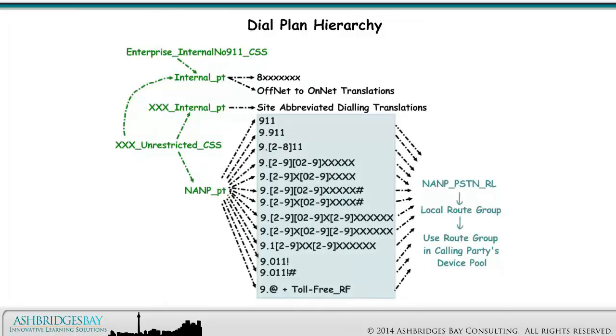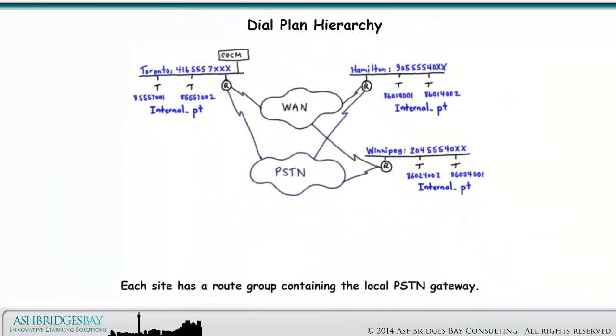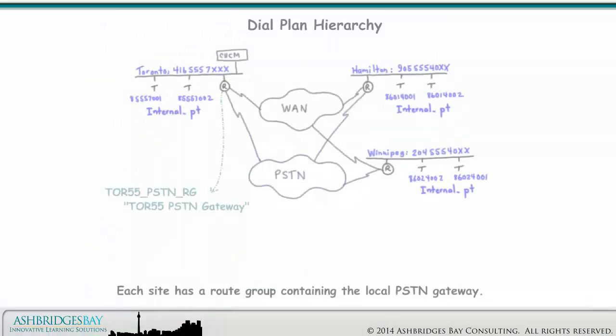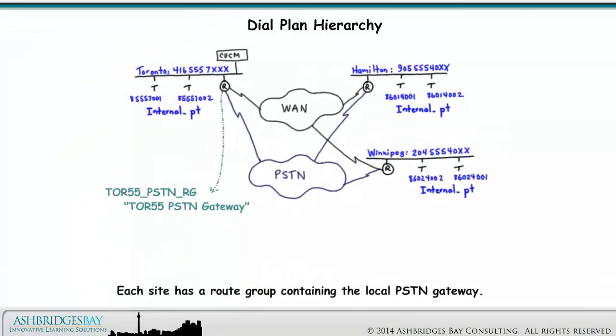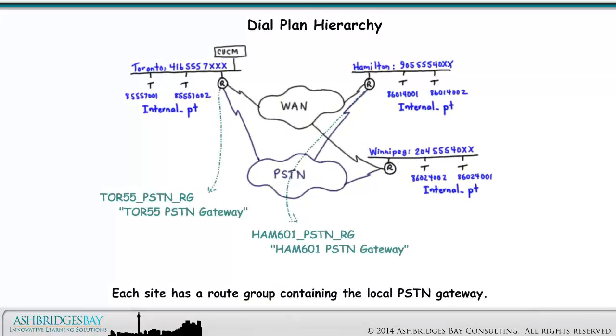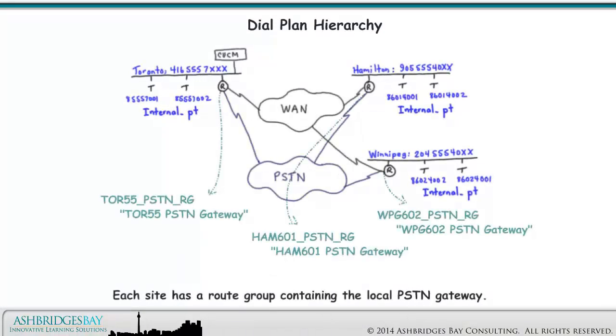When a route list includes the standard local route group, it really means use the route group in the calling party's device pool. Each site has a route group containing the local PSTN gateway. The Toronto site has the Toronto 55 PSTN route group containing the Toronto 55 PSTN gateway. The Hamilton site has the Hamilton 601 PSTN route group containing the Hamilton 601 PSTN gateway. And the Winnipeg site has the Winnipeg 602 PSTN route group containing the Winnipeg 602 PSTN gateway.